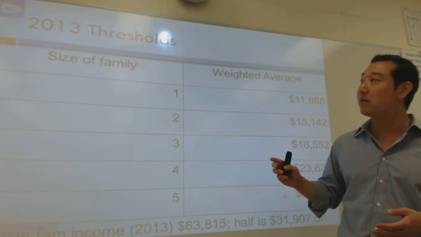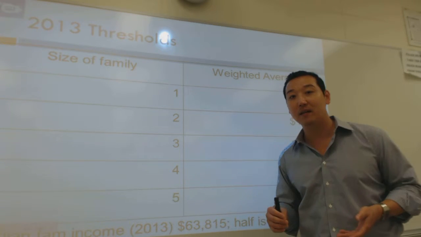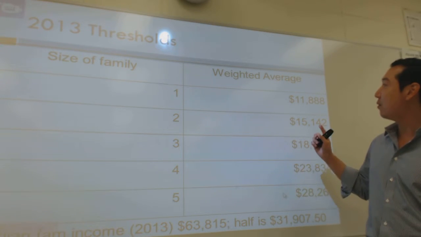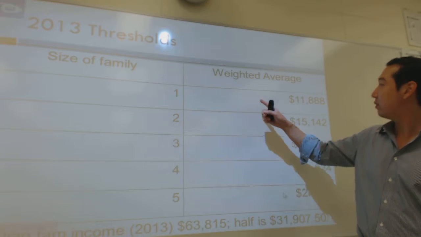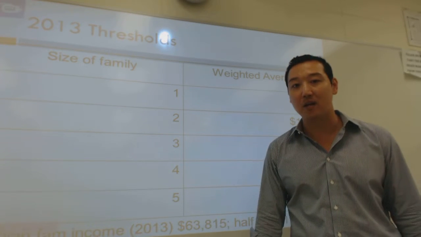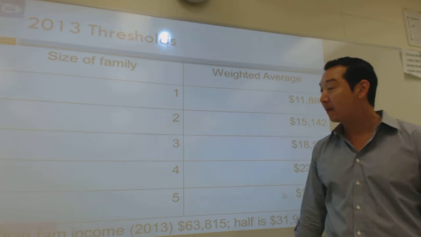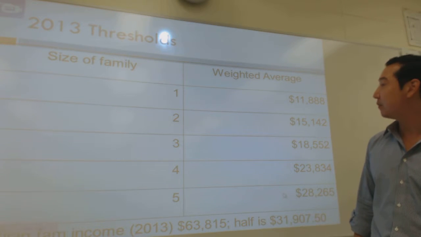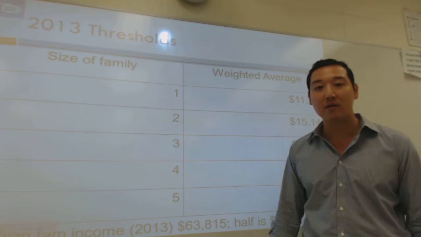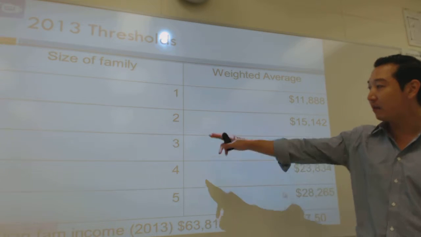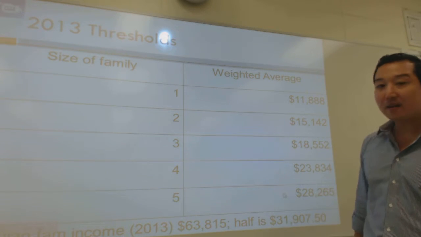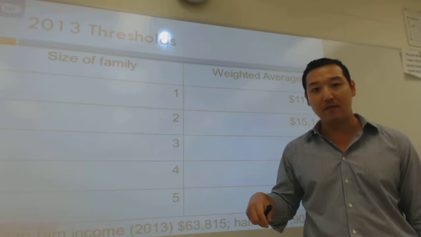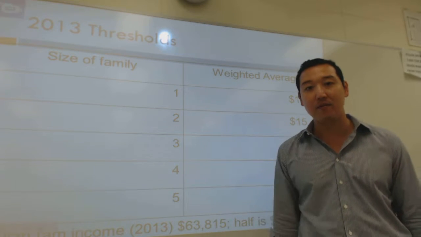Now, these are the actual thresholds behind me. Actually, these thresholds were released prior to the actual poverty estimates, but you'll note that an individual with less than $11,888 of income is considered to be poor in our society today. Recall that doesn't matter where you live. For a family of two, if you have less than $15,142, that family is considered to be poor. For a family of three, that threshold is now at $18,552. If you have less than that amount for all the members of your family, you're considered to be poor.